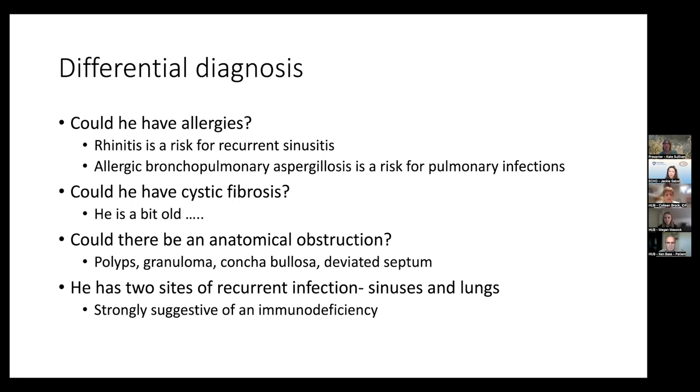Not always so obvious on physical exam, and always worth thinking about, particularly if it's one infection site, the left sinus, for example. But he has two sites, right? He's got sinuses and lungs now. So once you start adding up sites, it's much less likely to be anatomical, more likely to be the immune system.